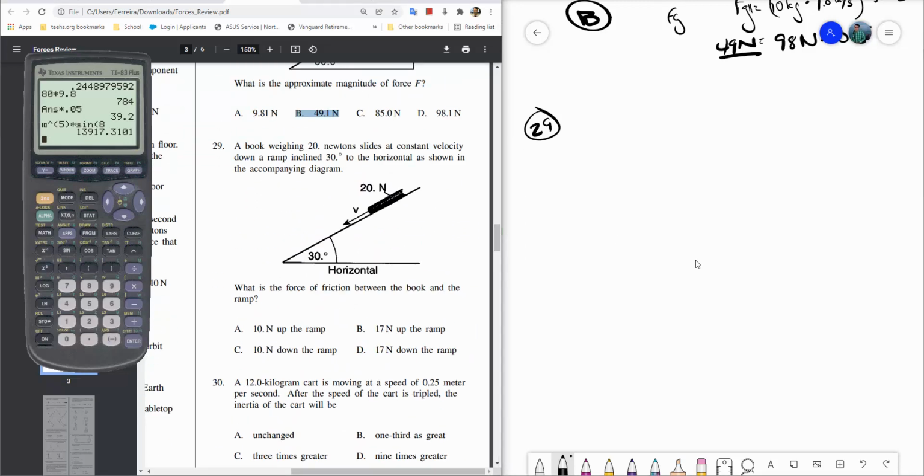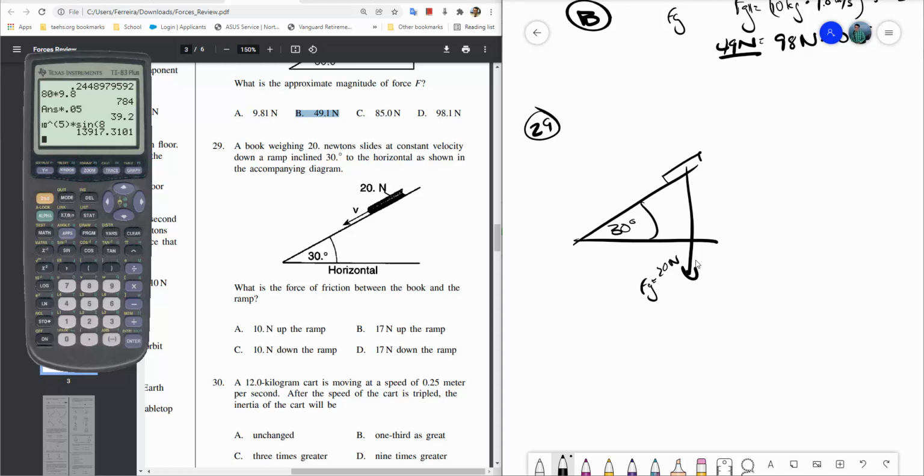A book weighing 20 newtons slides at a constant velocity down a ramp, inclined at 30 degrees to the horizontal as shown in the accompanying diagram. What is the force of friction between the book and the ramp? Okay, well, super helpful again to draw these things out and make your free body diagram. Here's a book. It's 20 newtons, which means its weight, force of gravity, is 20 newtons. So you're looking for the force of friction between the book and the ramp.